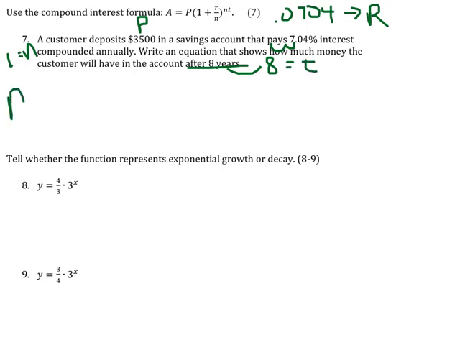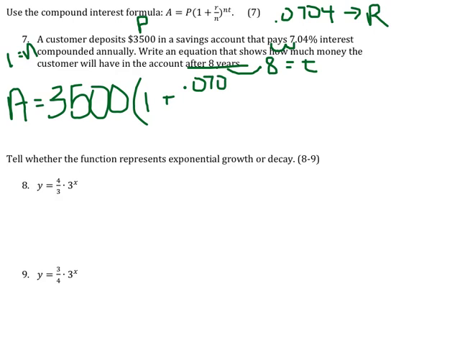Now we just go through and plug in. A equals 3,500 times 1 plus 0.0704 over 1 to the 1 times 8 power. The only way this one might differ is I would probably simplify 1 times 8 to just be 8. And if I had a fraction over 1, I wouldn't really need to put it over 1. But as long as you know how to plug this in, you're set.